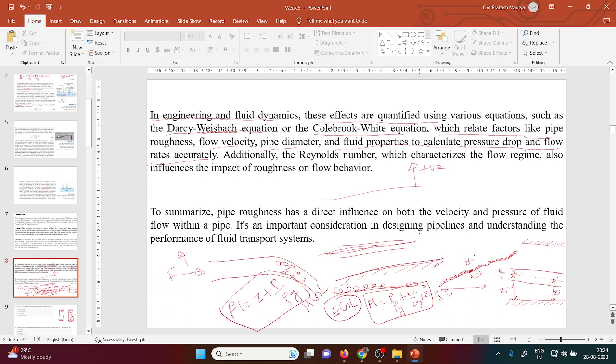So when you draw a pressure gradient line and take the datum at the center, only the pressure term will remain here. Here Z1 is below, so Z2 is some minus magnitude. When you take the datum, it will be eliminated. There is no hard and fast rule about where you want to take the datum.